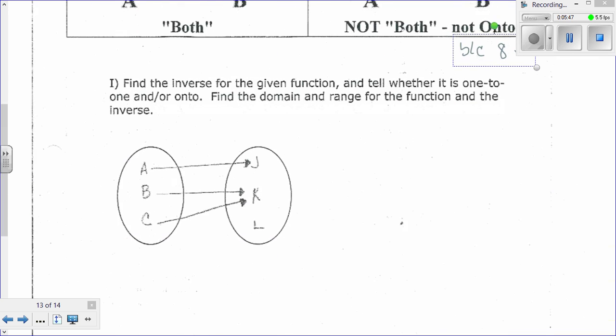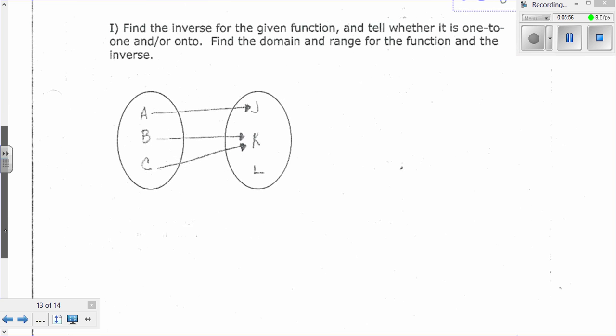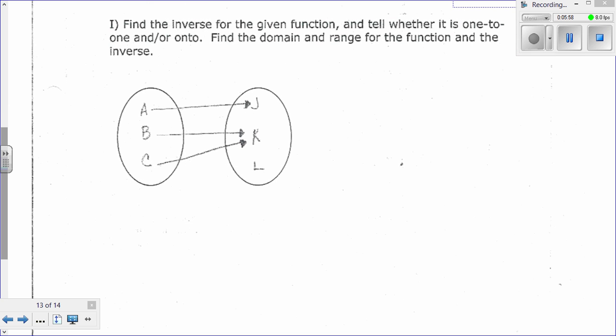Find the inverse for the given function and tell whether it is one-to-one and or onto. Find the domain and the range for the function and the inverse. Okay. So this is my original function. And it is a function because it passes the vertical line test, or the fact that my x values are not repeated. So this is a function.